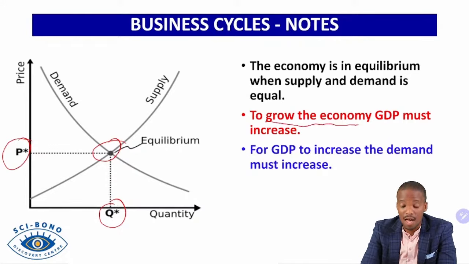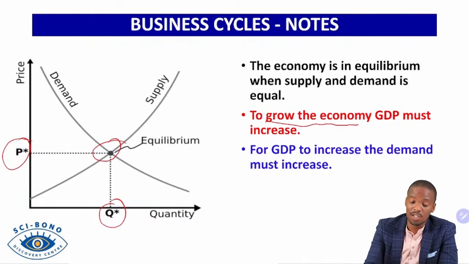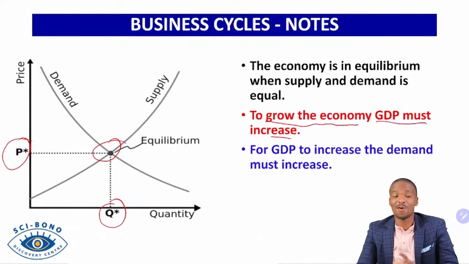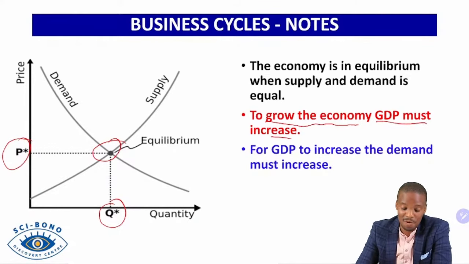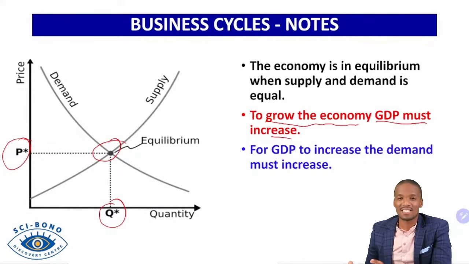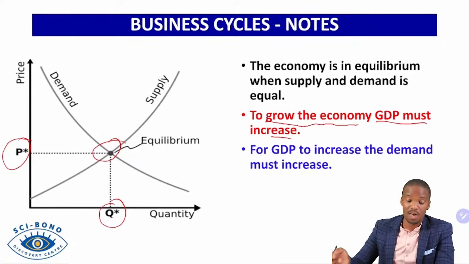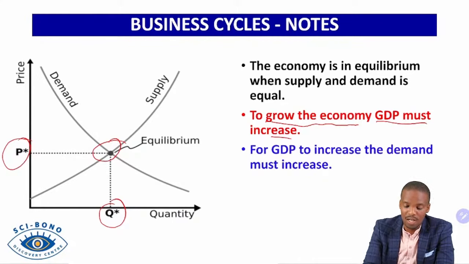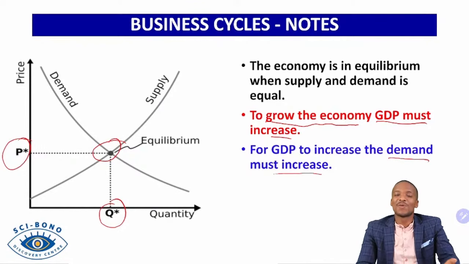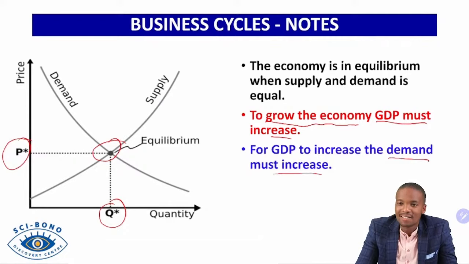And for the economy to grow, GDP must increase. Remember now when we were doing circular flow, we provided a definition of GDP. We said gross domestic product is the total final value of all goods and services produced within the borders of a country. So if production increases, it tells us that the economy is increasing. Therefore, for GDP to increase, demand must increase, because we cannot produce 1,000 loaves of bread while the demand is only 10. It can't be.